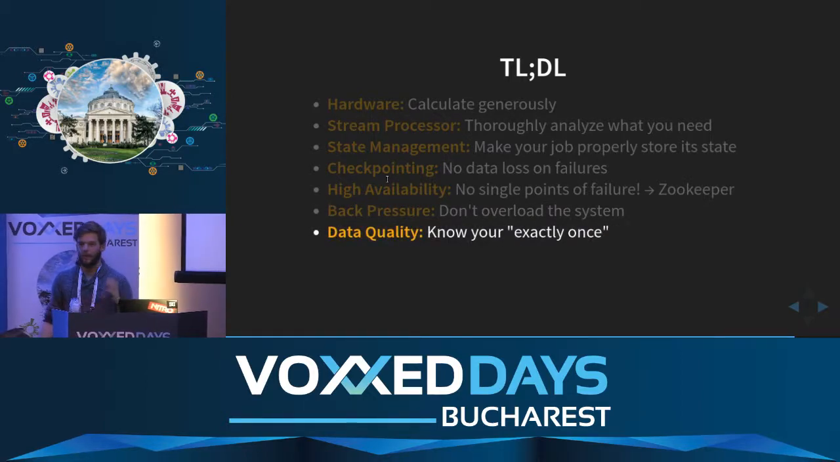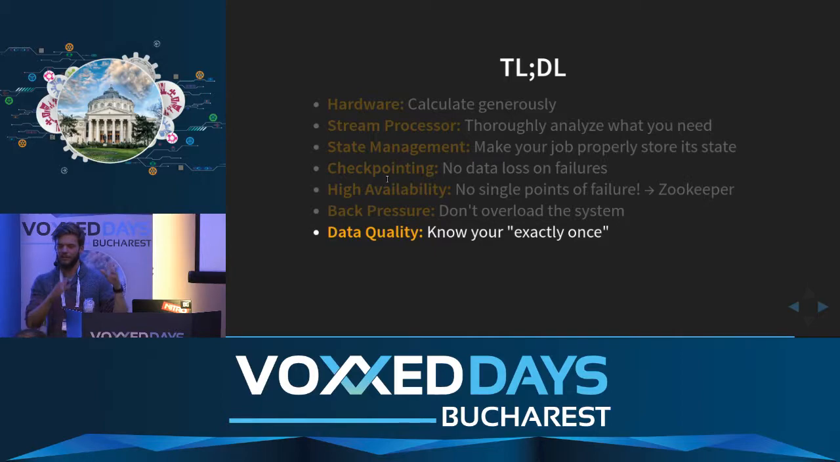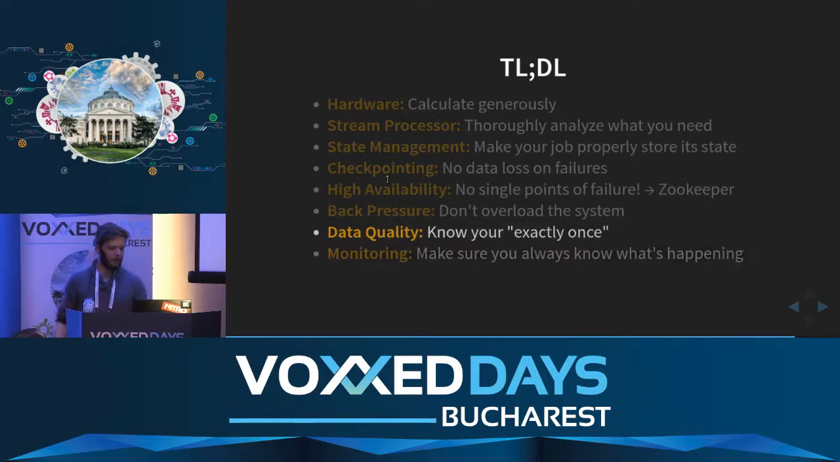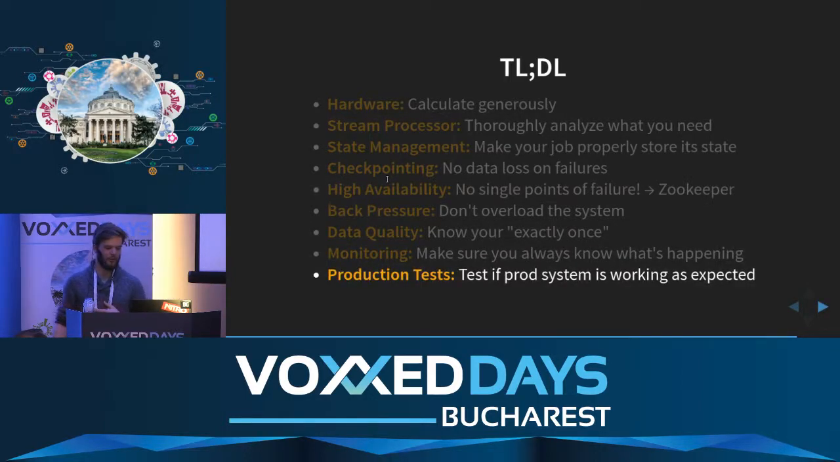Data quality, and know now what exactly once means, the difference between state and exactly once delivery. So if someone is talking about exactly once, ask them, what are you actually talking about? Is it state or delivery? Monitoring, make sure you always know what's happening, and then you could do some production tests, see if everything's working, how long do the records actually take to get to the sink.